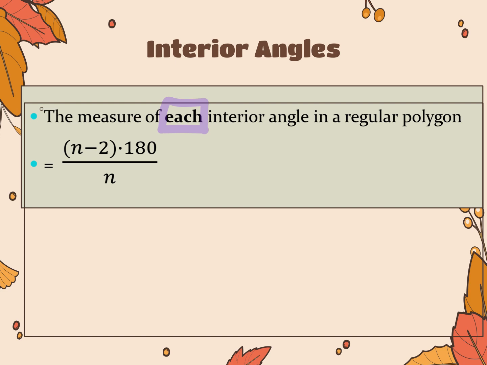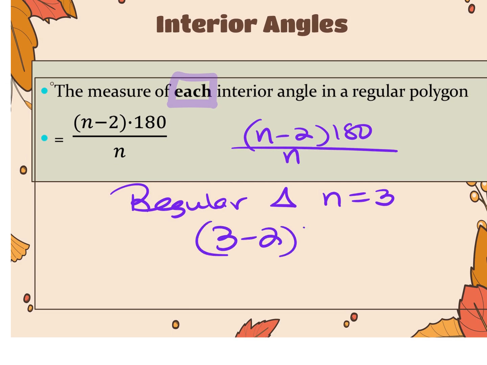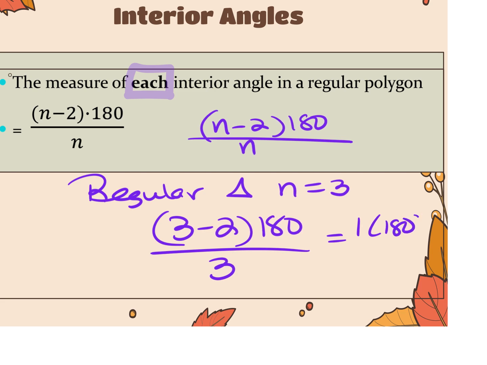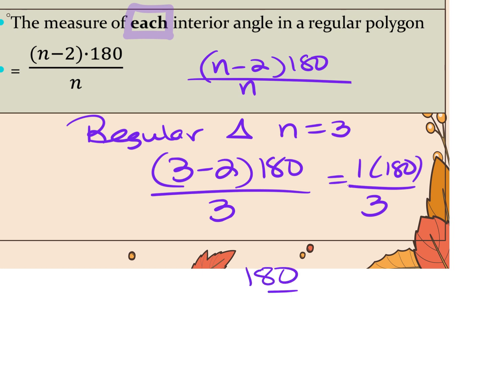So let's just do the same thing that I did before with the triangle. Let's say we have a regular triangle. We're going to use our formula, n minus 2 times 180, and we're going to divide it by n. Remember, in a triangle, 3 sides, so my n value is 3. So 3 minus 2 times 180 divided by 3. 3 minus 2 is 1. 1 times 180 divided by 3. So 180 divided by 3. And that's how we get what each interior angle of our regular triangle equals. It works for any regular polygon.